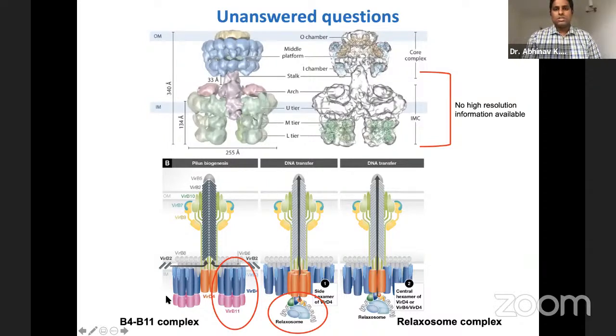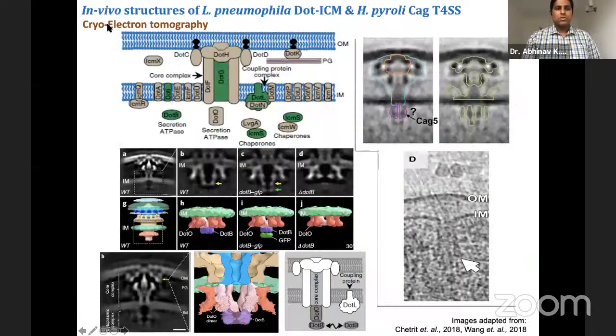But these two I've been working on directly. And what I'm going to describe today is part of the work that I've been doing to get the B4B11 complex using cryo-electron microscopy. Just to digress a bit, we've also been working on something called cryo-electron tomography, where you can actually image the type 4 secretion system sitting inside the cell on the double membrane.